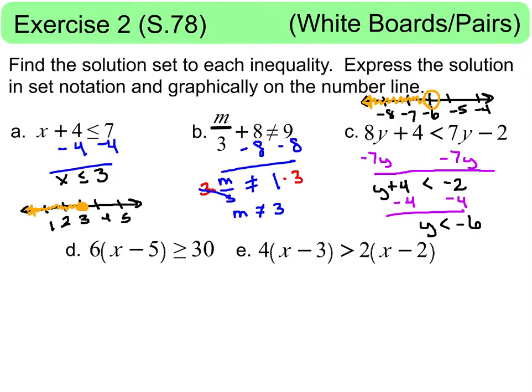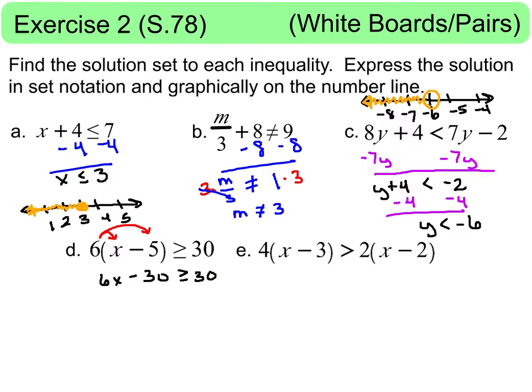Looking at part D, we see a little bit of distributive property going on. So we'll first start by multiplying by 6, and I'll also show you an alternate route that you can solve this as well. But most students, when they're solving this in class, the first thing that they're going to want to do is multiply by 6. So your typical student is going to write 6x minus 30 is greater than or equal to 30.